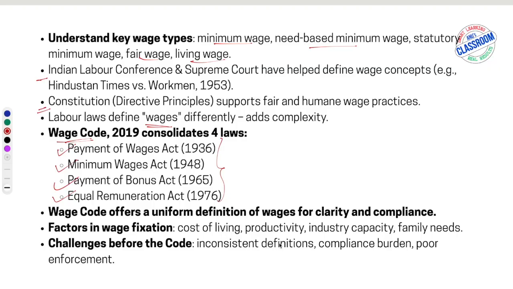Of course, there are challenges. Challenges remain. Even though the law is now cleaner, implementation is going to depend on how fast the states adopt this code and notify the rules. Also, while minimum wages are great, we still have to ask, are they enough in today's times, when even a samosa costs 20 rupees, right?